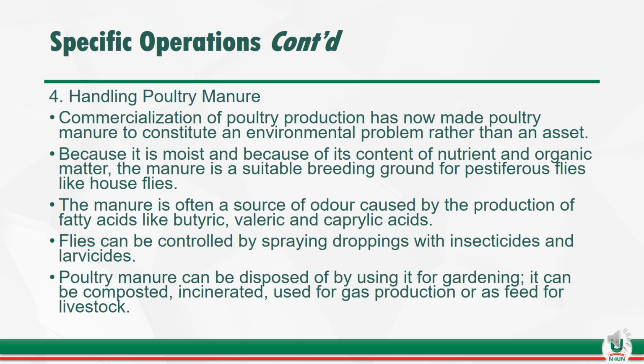Now, number four, handling poultry manure. This is also another specific operation. Now, commercialization of poultry production has now made poultry manure constitute an environmental problem rather than an asset. Because it is moist and because of its content of nutrients and organic matter, manure is a suitable breeding ground for pestiferous flies like the house flies.